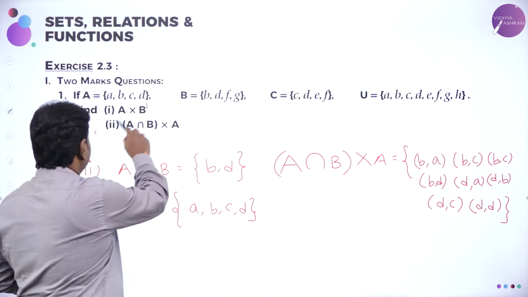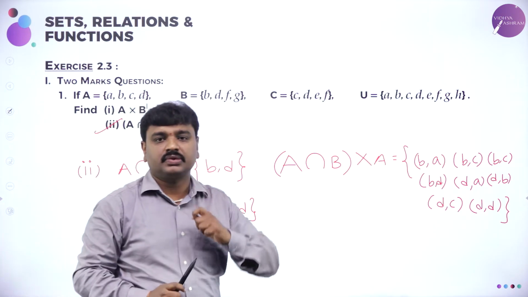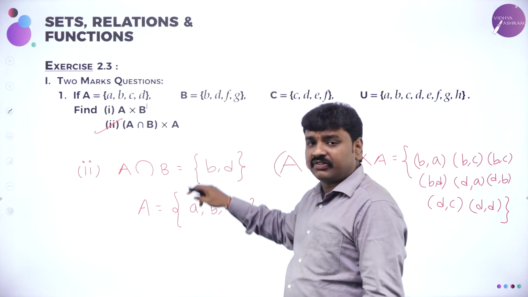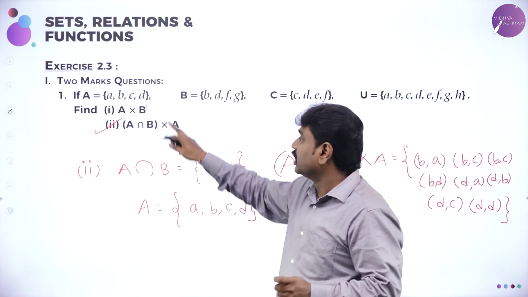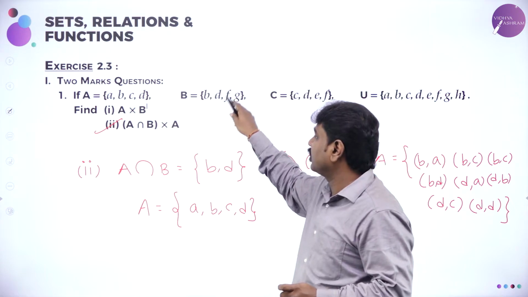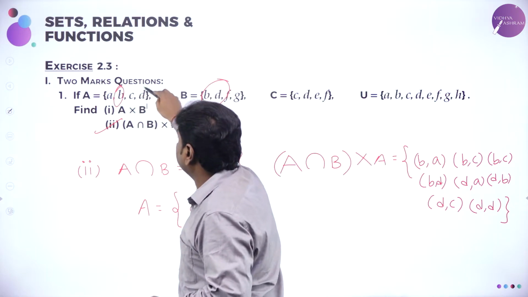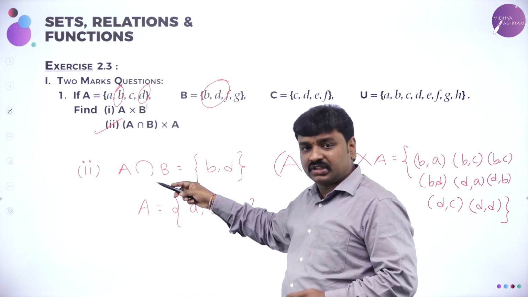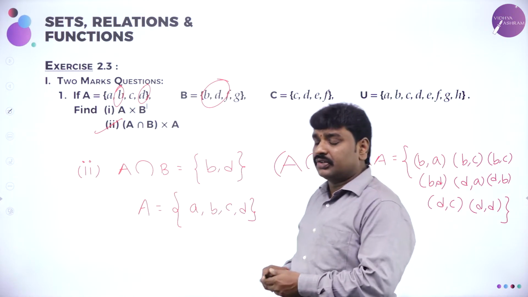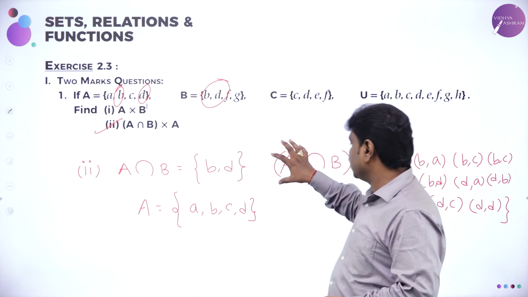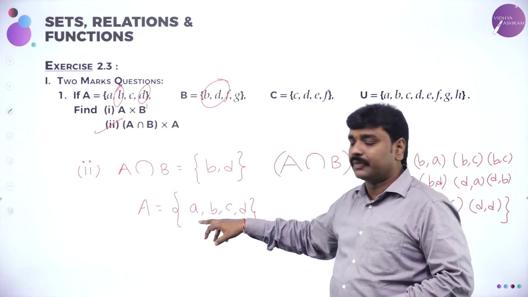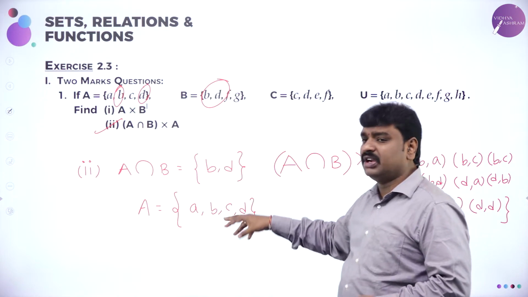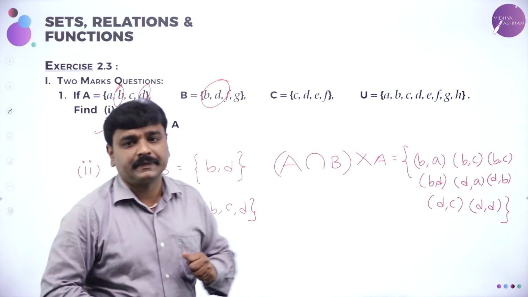So now we are done with this. I hope all of you understood. So Cartesian product means what? A intersection B cross A. First find A intersection B. What is A intersection B? Common elements of A and B. B and D are common here and here. So club them, that is the set, and this is the intersection. Then the cross product. What is cross product? The first element you should pick from the first set, that is A intersection B, and the second element you should pick from A. So BA, BB, BC, BD you club, then DA, DB, DC, DD you club. You will get the answer.